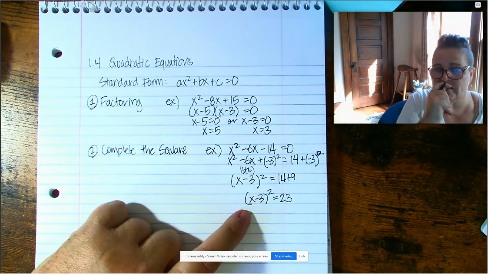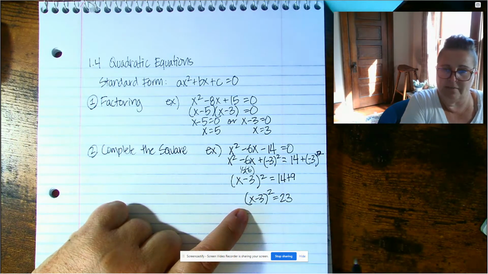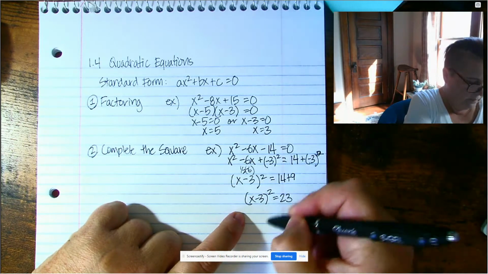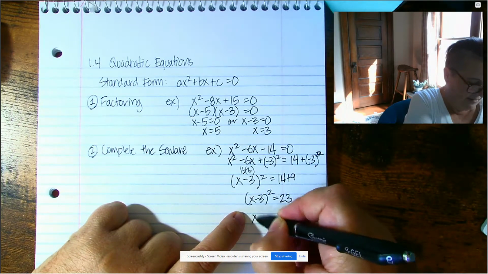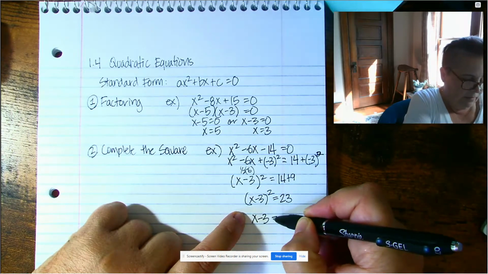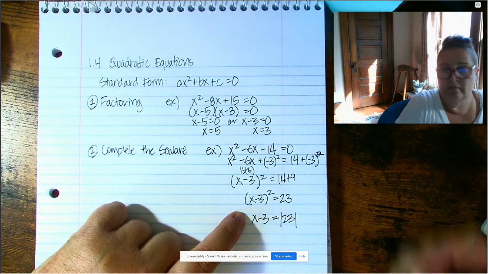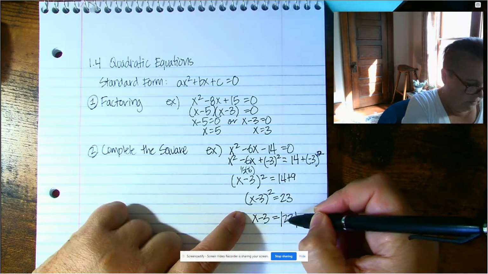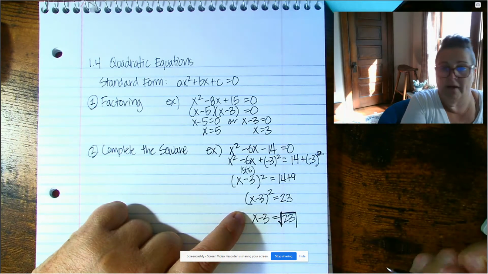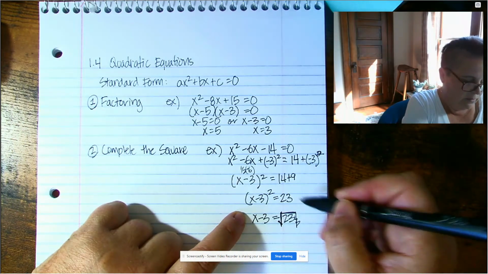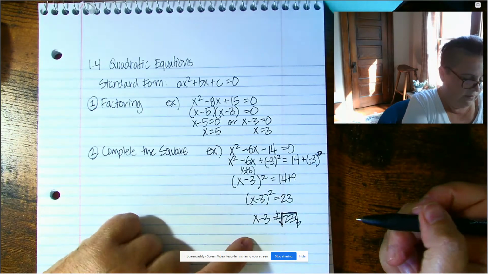Now, I can just take the square root on both sides. The square root of x minus 3 squared is just x minus 3, and that would have to equal the square root of 23. Plus or minus the square root of 23, because we don't know if it's a positive or a negative.